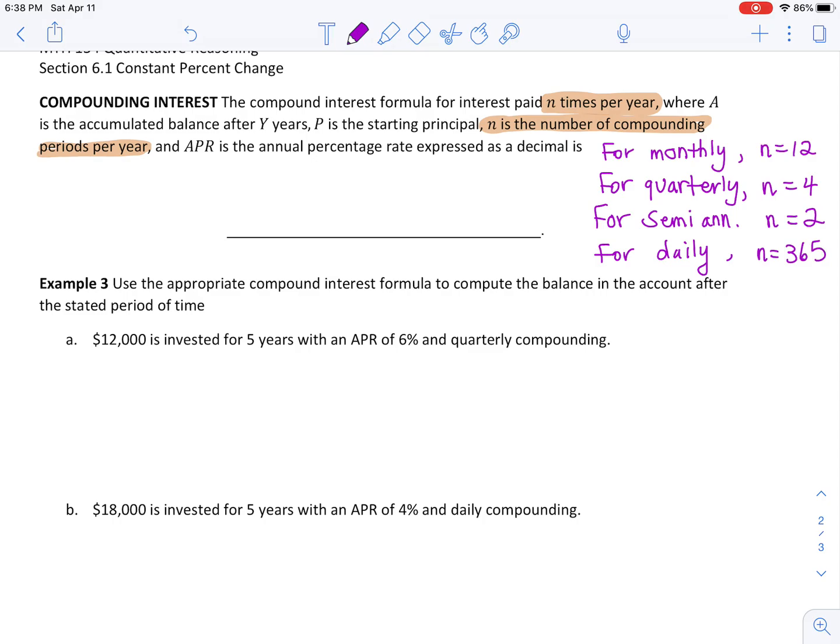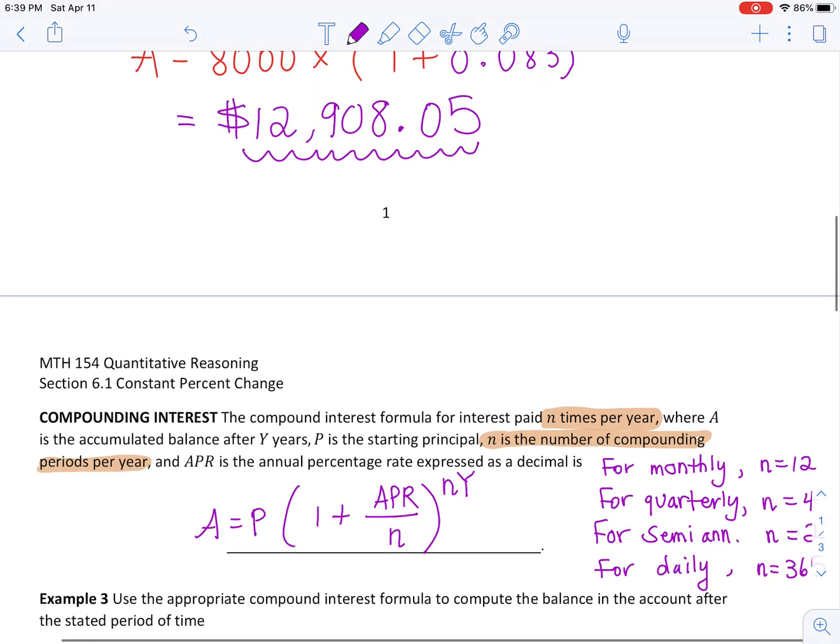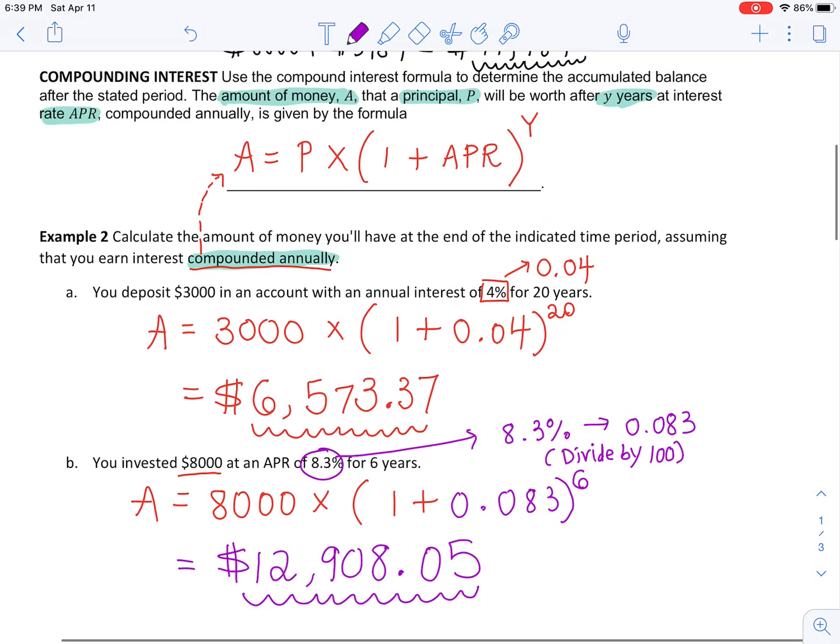In 6.2, I'm going to talk to you about compounding continuously, like not even every second. What are we going to use for n in those cases? We'll talk about that in 6.2. But if you can count how many compounding periods you have in a year, here's the formula: A equals P times (1 plus APR divided by n) raised to the n times Y power. You'll use that formula if it says compounding monthly, quarterly, semi-annually, or daily. But for compounding annually, you just go with the second one.